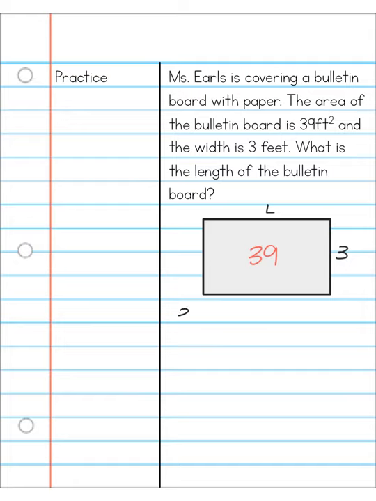Well, I know that the area is going to equal the length times the width. So I need to figure out what times 3 will give me 39. I can either skip count by 3s or I can simply divide 39 by 3. And that will give me 13. So the length is 13 feet. And remember, units are important.